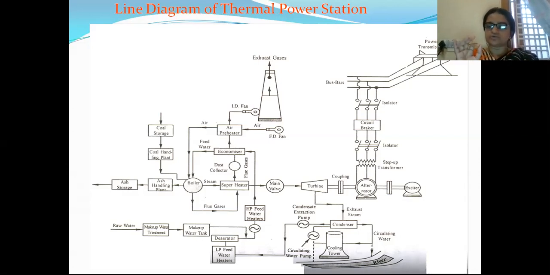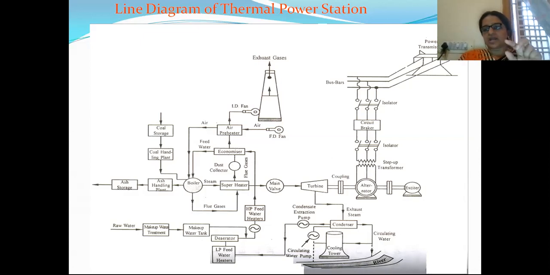So what should we do? These flue gases should be given to the chimney. But instead of giving these flue gases directly from the boiler to the chimney, we pass them through the superheater, economizer, and air preheater. As we pass them through these three components, the heat energy from the flue gases will be transferred to the superheater, economizer, and air preheater.